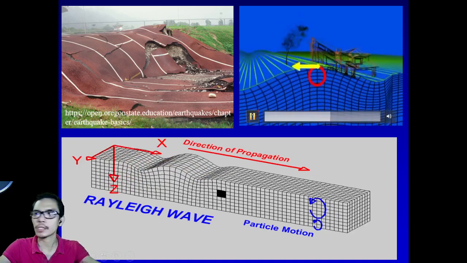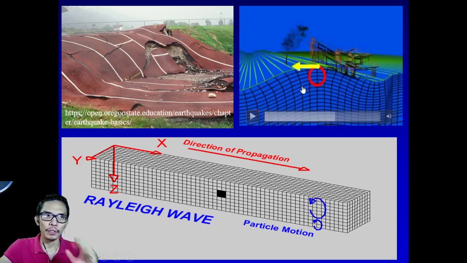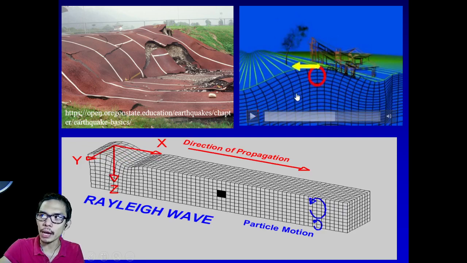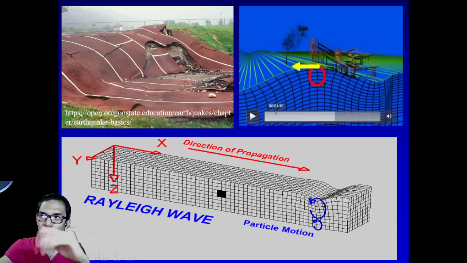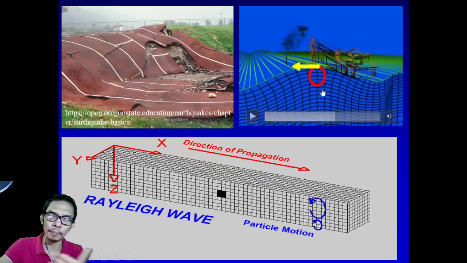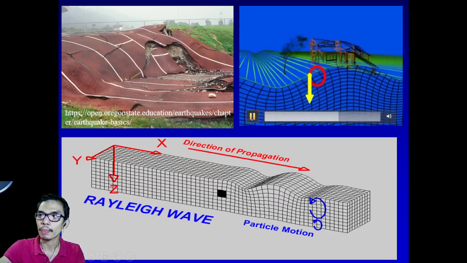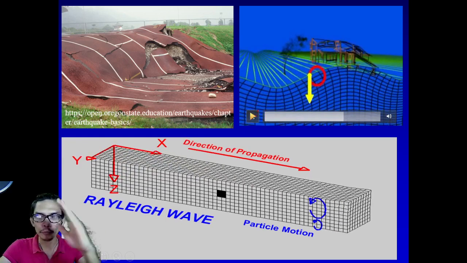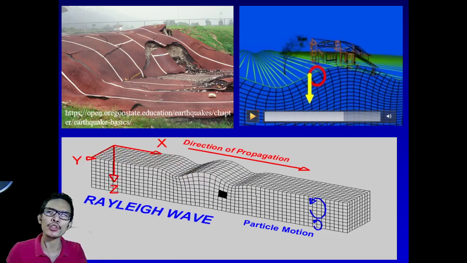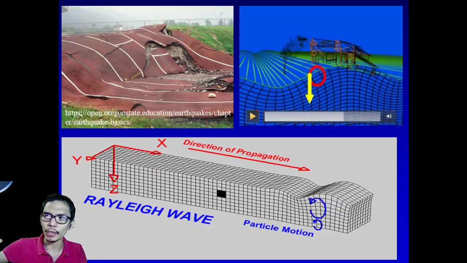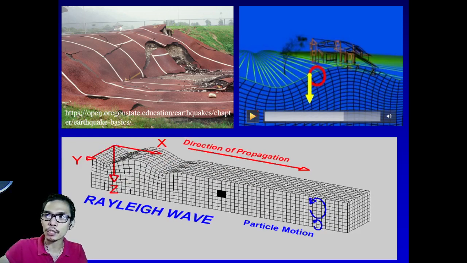As you can see here, you have your vertical lift. It throws the structure upward. Then after that, it pushes the structure horizontally, in this direction. Next one, vertical drop. After it throws the structure upward, there is a point in time that the Rayleigh wave also has this vertical drop, so it drops the structure.